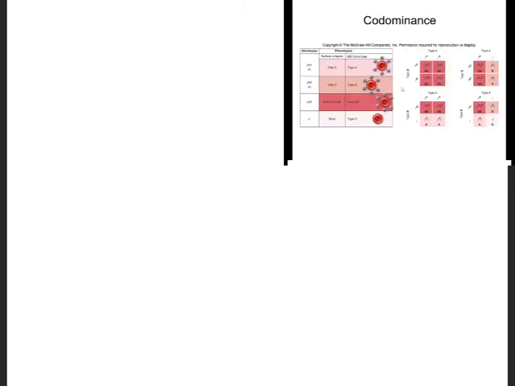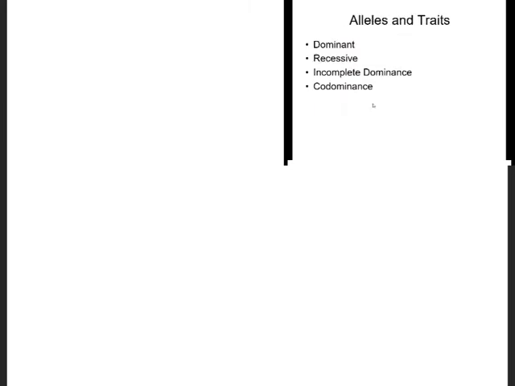That's incomplete dominance. Codominance was what we were talking about with the blood type. This is the only example of codominance I'll ever give you. People who are blood type AB are basically both phenotypes. They're blood type A and they're blood type B. So blood type AB is actually two phenotypes. And that's what codominance is.